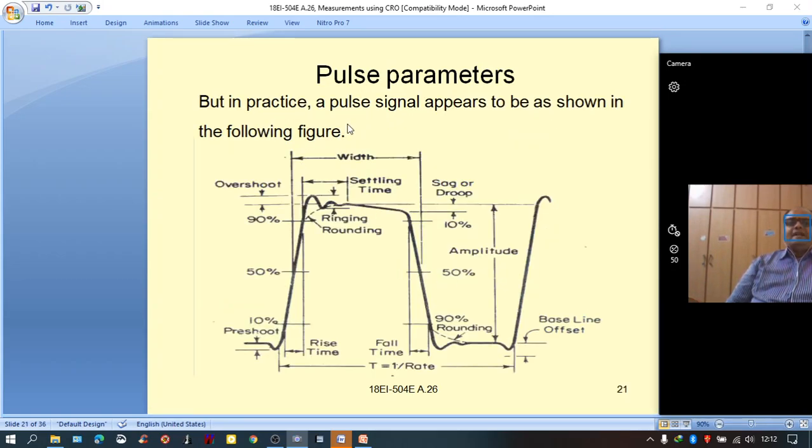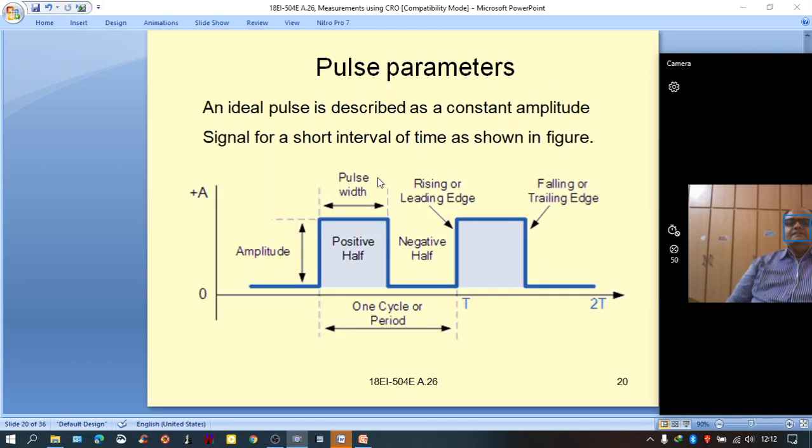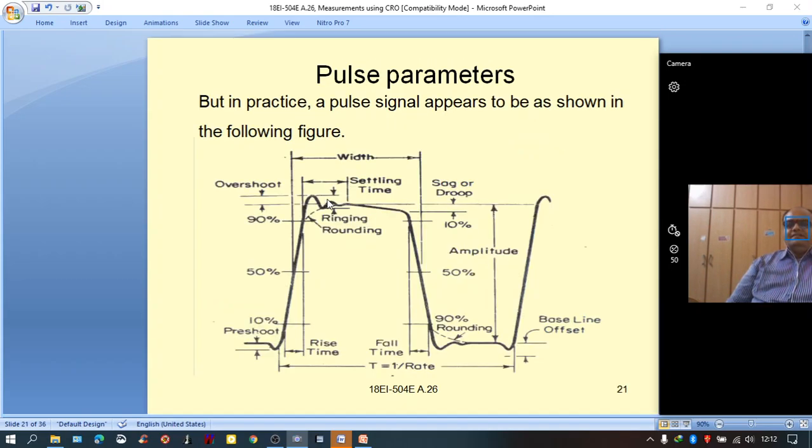But in practice, a pulse signal appears as shown in the figure. This is the ideal shape: instantaneous changes from 0 to the maximum value. But in practice, it will not happen like that. It will change taking a certain amount of time, and it will not reach the maximum value directly. It oscillates between up and down, and after that settles down at the maximum value.